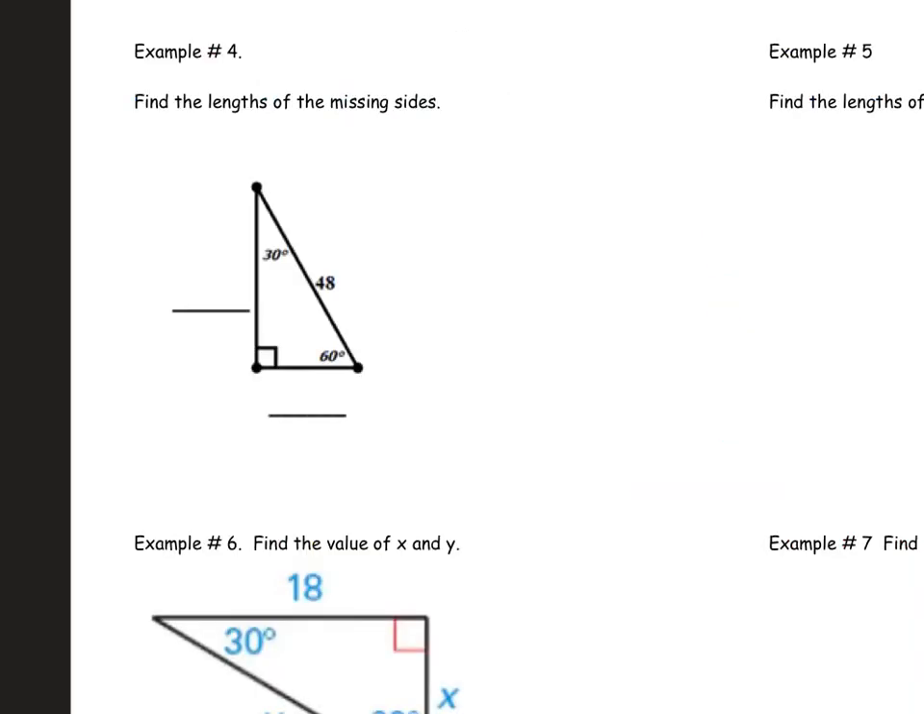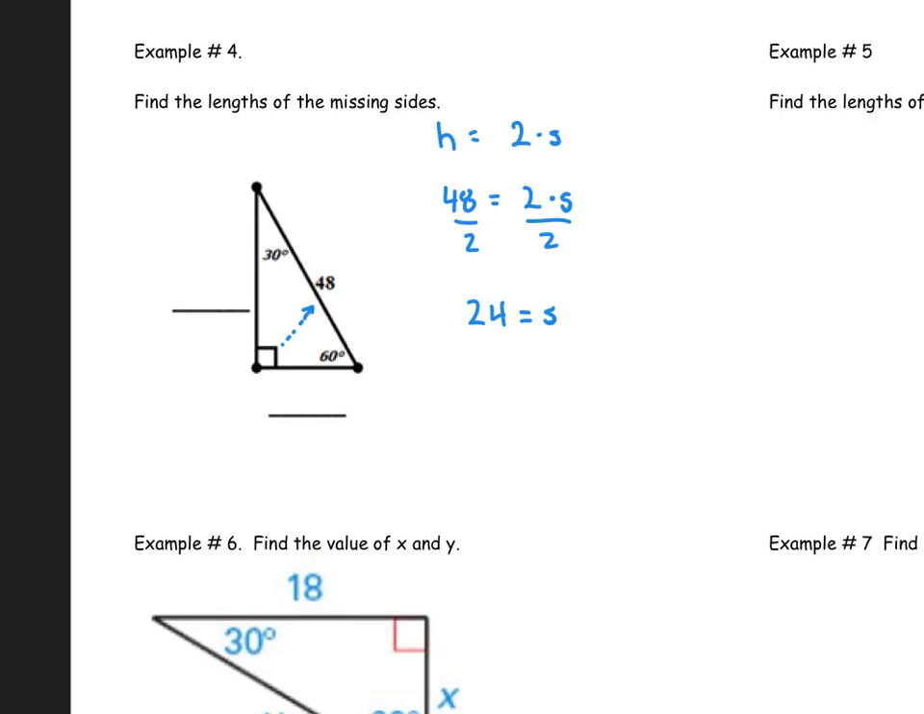Example number 4, I look and they give me this time the side that is opposite the hypotenuse. So here I know that the hypotenuse formula is equal to 2 times the short side. So in our situation, the hypotenuse is 48. So 48 is 2 times the short side. I divide both sides by 2 to get the short side. So the short side is 24.